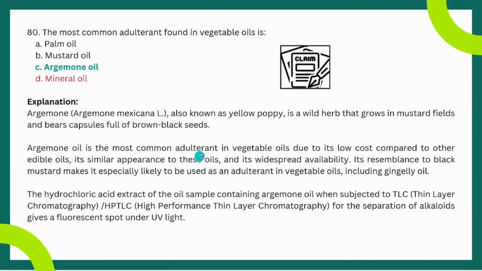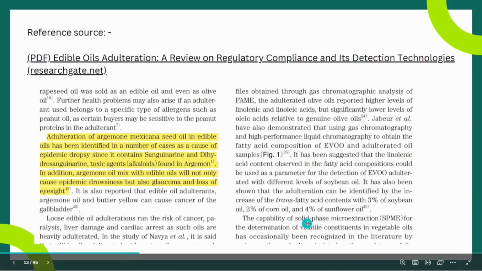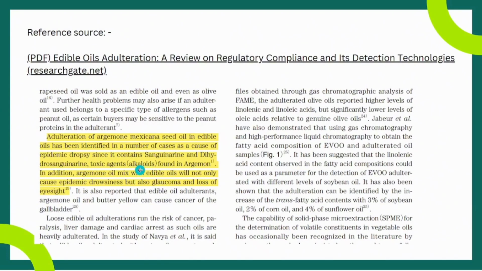Argemone oil is the most common adulterant in vegetable oil due to its low cost compared to the other edible oils. Its similar appearance to these oils and its widespread availability make it the most common adulterant in vegetable oil, especially in gingelly oil. Its adulteration in oil can be found by using TLC or HPTLC. See the reference source. The toxic agents present in argemone oil are alkaloids, which are sanguinarine and dihydrosanguinarine. Okay, these are the toxic agents.